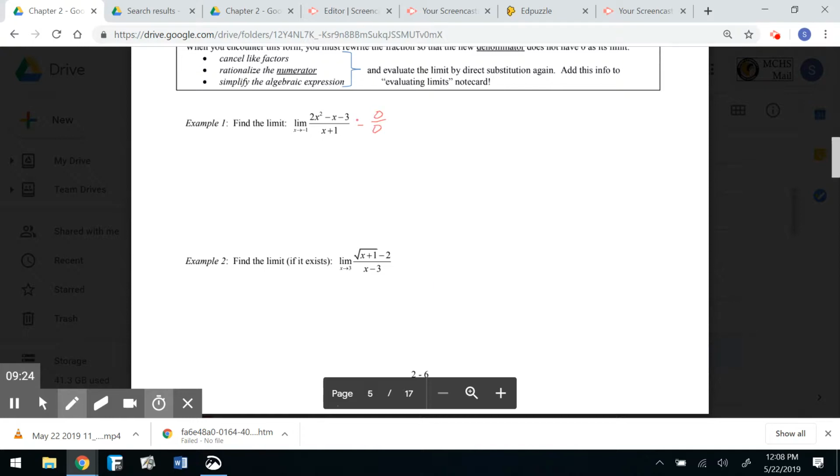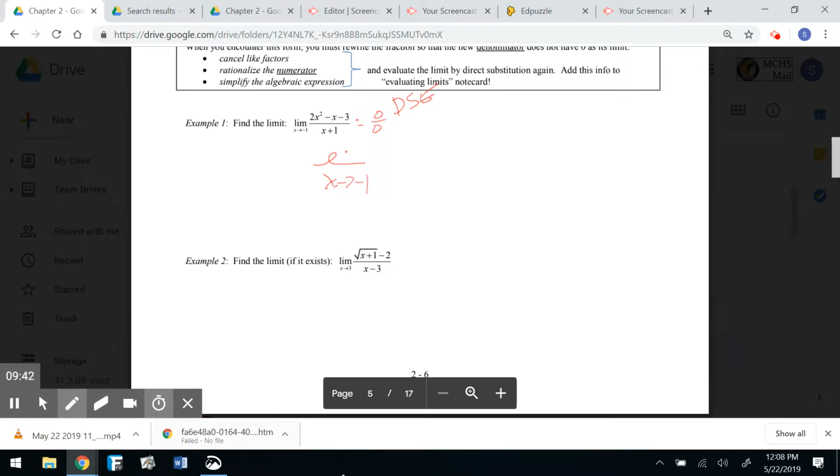That means there's a removable discontinuity or a hole. So what does that mean, class? That means I better do something else. Well, I don't know about you, but that numerator definitely looks factorable. So let's go ahead and factor that guy.